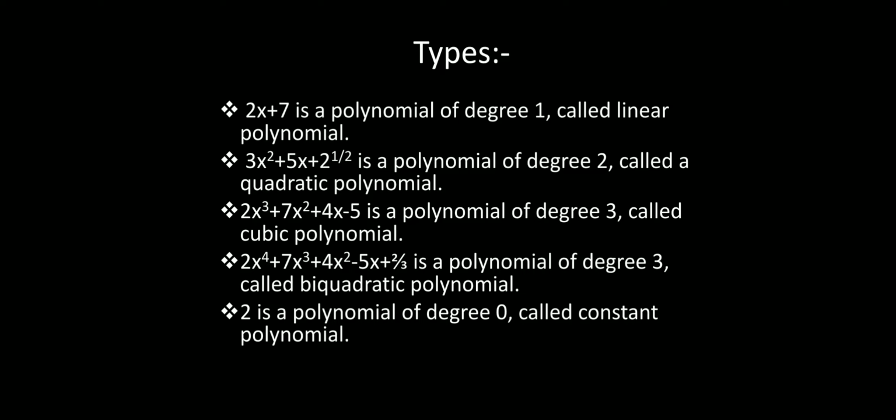Second, you can see x has highest power 2, therefore it is called a quadratic polynomial. Third example has highest power 3 and it is called a cubic polynomial. Fourth one has highest power 4 and it is called a biquadratic polynomial. And if the polynomial has degree 0, then it is called a constant polynomial. I hope you have understood this.